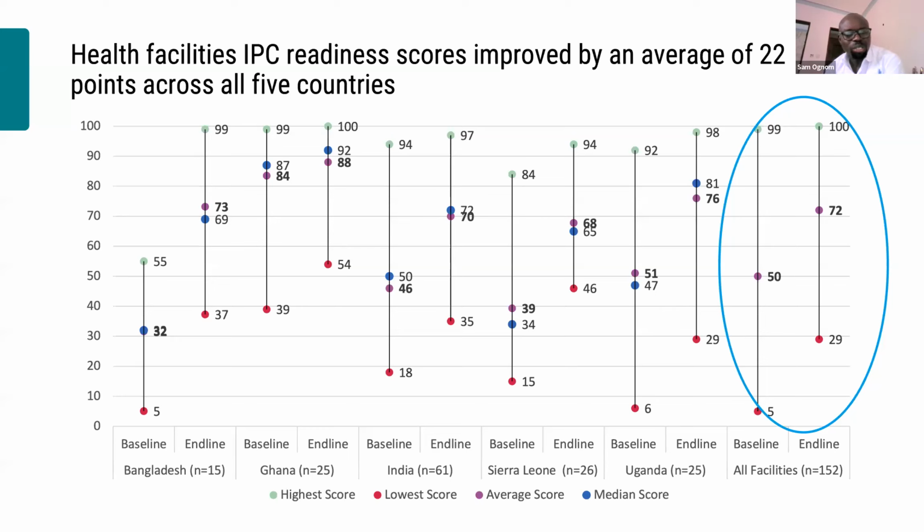Now, I want to point out, when we are tracking baseline and end line, we are looking at the highest score, the lowest score, average, and median. And we see Bangladesh started at the lowest, but made the greatest improvement. Ghana started in the middle, actually the best, if you look at the baseline, and then continued to maintain the performance. So when we look at the average, we started from 50 on average score for all facilities, but at the end of it all, we were at 72 average, which was so great. Next slide, please.